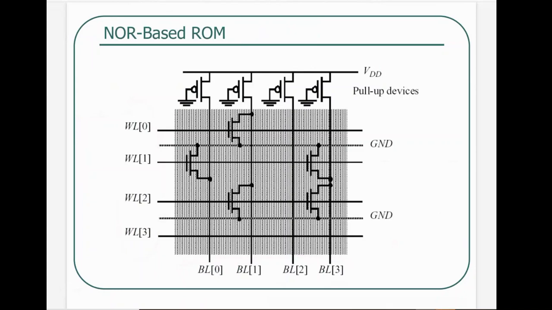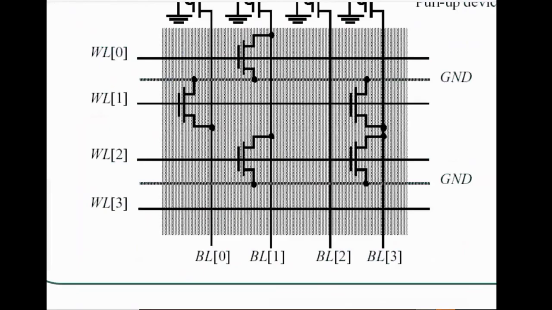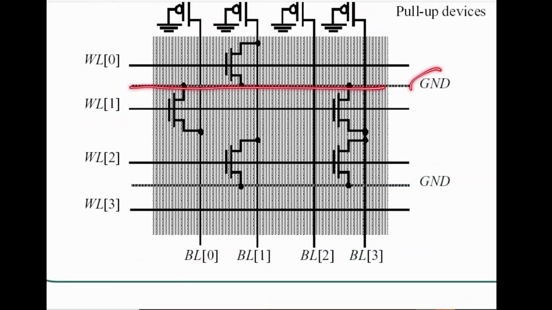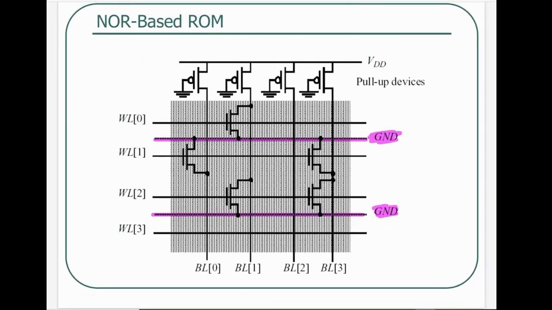So we would want our pull-down network to be NMOS transistors that are in parallel. And that's exactly what we have over here. All these are going to be in parallel with each other. I want to point out a few things that might be difficult to read from there. This line is ground, and this line over here is also ground. Let me highlight that with pink. So this is ground, and this is also ground. The fact that the NMOS transistors are effectively in parallel is why this structure is called a NOR-based structure.